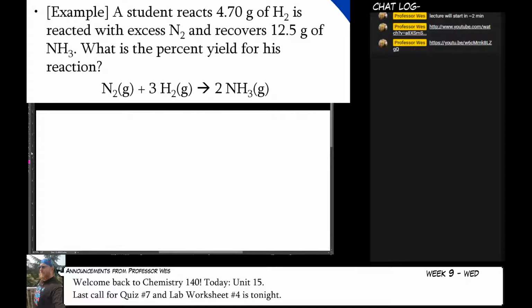So in theory, so we'll call this theoretical. We put in 4.7 grams of hydrogen with excess nitrogen. So hydrogen is the limiting reactant. And we're going to do our stoichiometry like we've done all along. Grams to moles to moles. We want NH3 to grams. So we have this like gamolmaga thing. That's what we're doing over and over is gamolmaga.